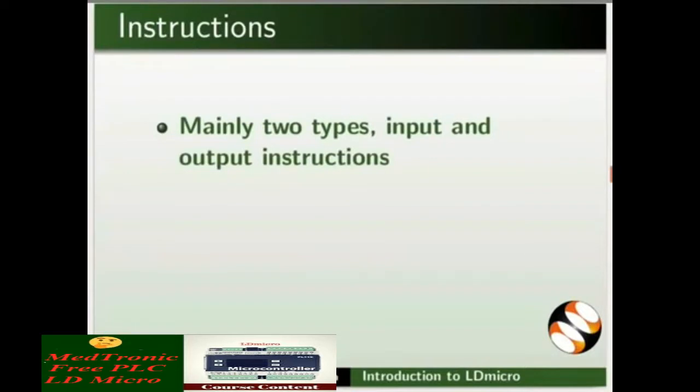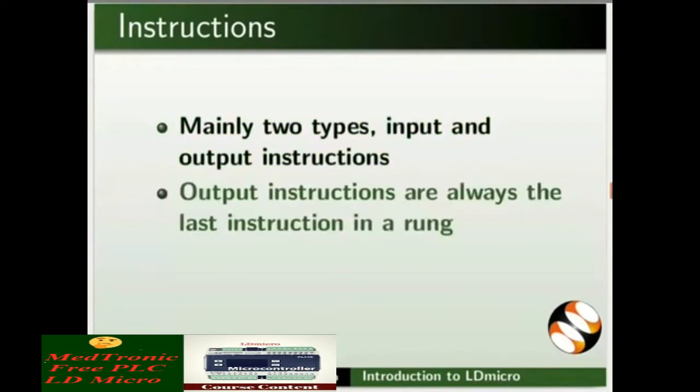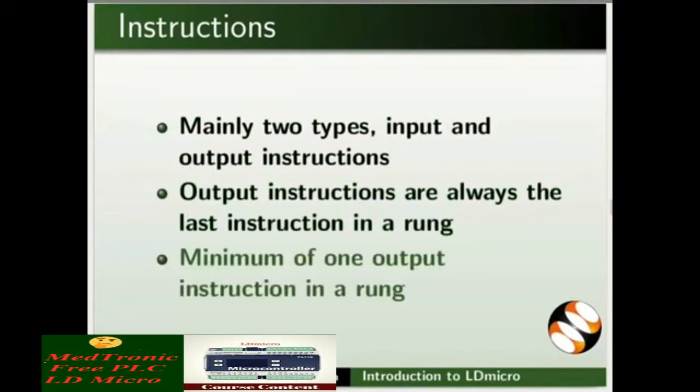Now, we will see about instructions. In ladder logic, we categorize instructions mainly as input and output instructions. Output instructions are always the last instruction in a rung. Every rung must have a minimum of one output instruction.